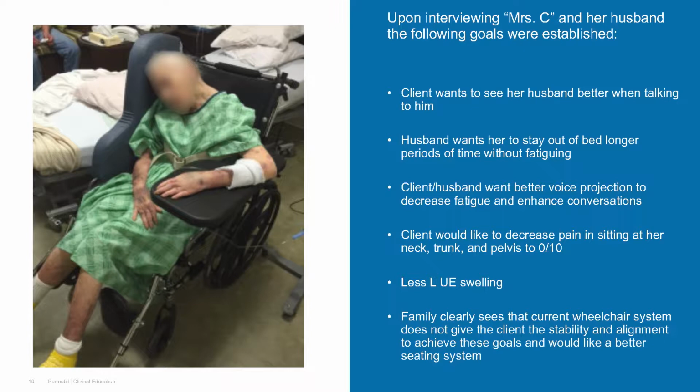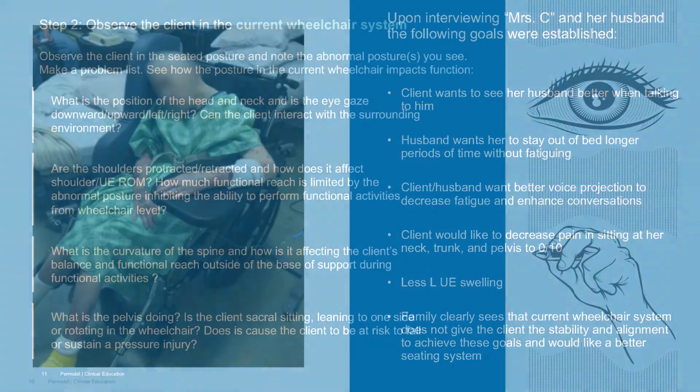And then the family, the both of them together, could very clearly see that the current wheelchair system that you're seeing in this picture just could not provide her the stability and the alignment for her to achieve the goals, and they just wanted something better.